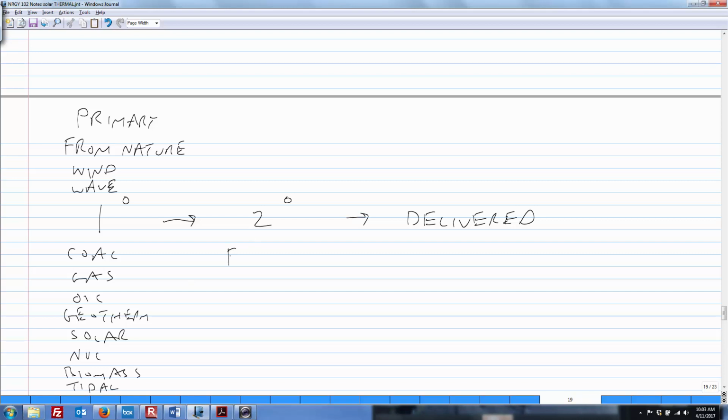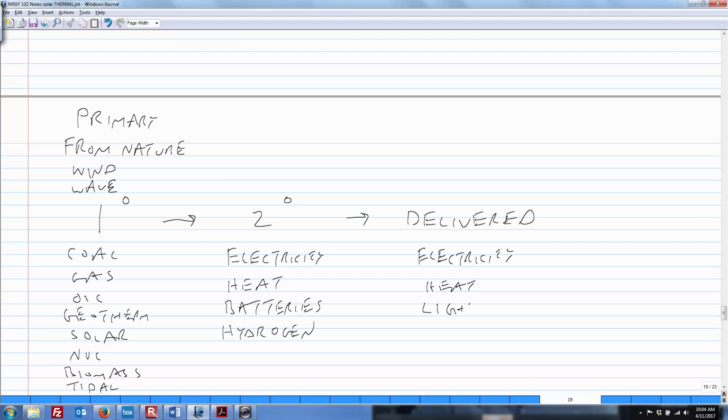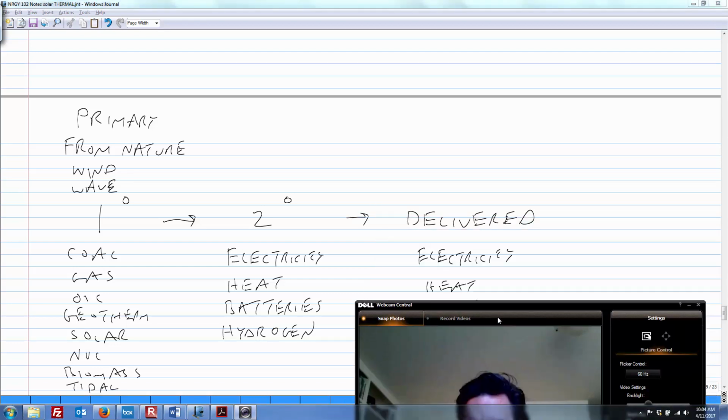Secondary, this will be electricity, heat, batteries, hydrogen. Then delivered, this would be also electricity, heat, light, and my favorite is information. This last one I like a lot, information.